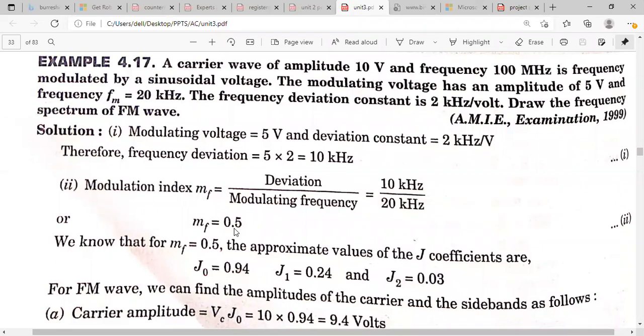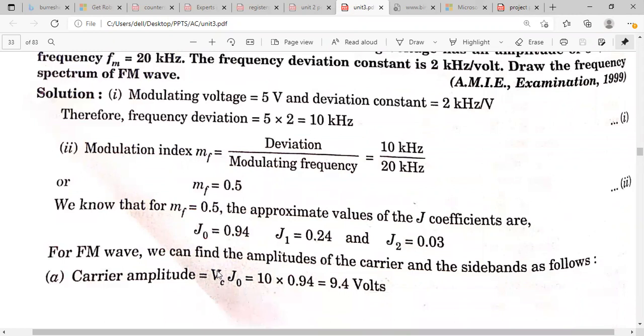You have to calculate the J0, J1 and J2 values. So for this modulation index, these are the approximate values. And in the previous class, I showed a table that lists these coefficients and the corresponding modulation indexes. And if you want to draw the spectrum, you have to know the sideband amplitudes also.